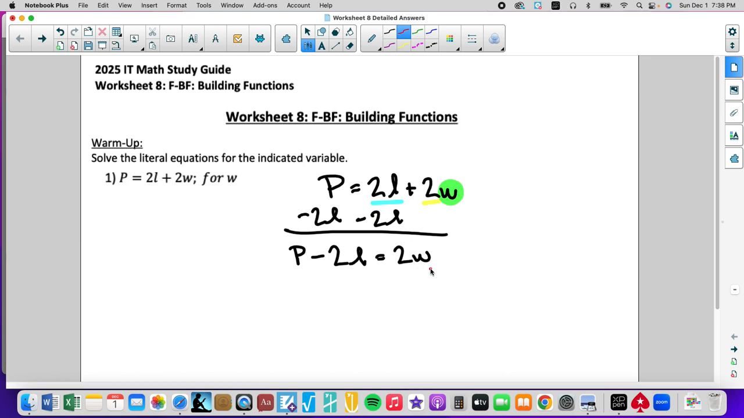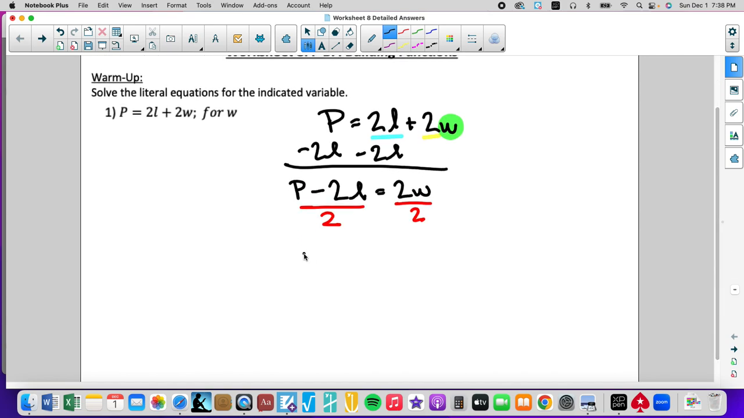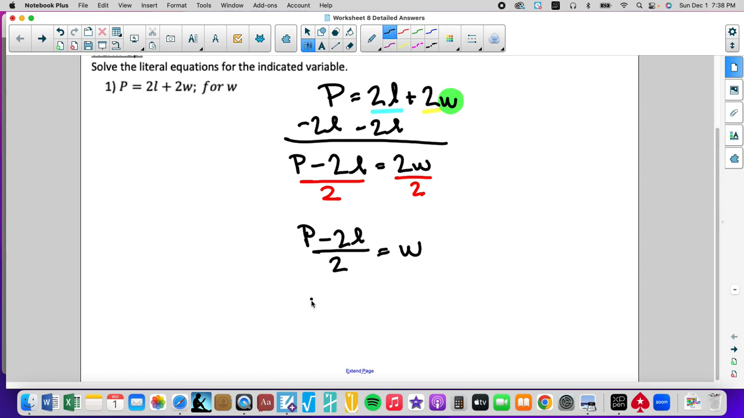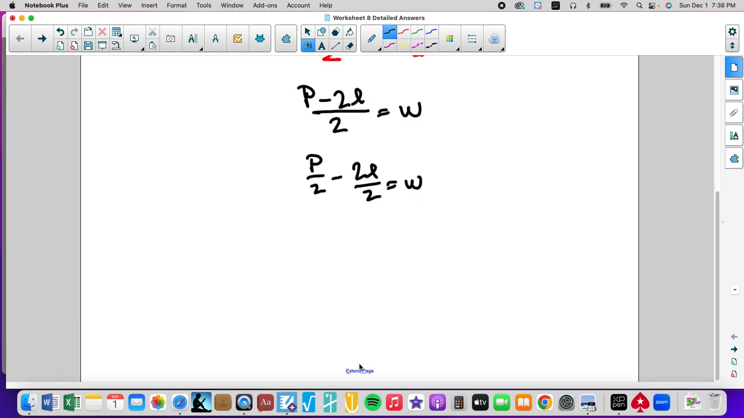Now we have to get rid of the 2 being multiplied. We're going to divide by 2. And again, we have some discrepancies. Some people will allow you to have this as your answer. And then some people will want that 2 to be under each of them, right? So you would have P over 2 minus 2L over 2, which could be simplified. So some people will leave it like this.